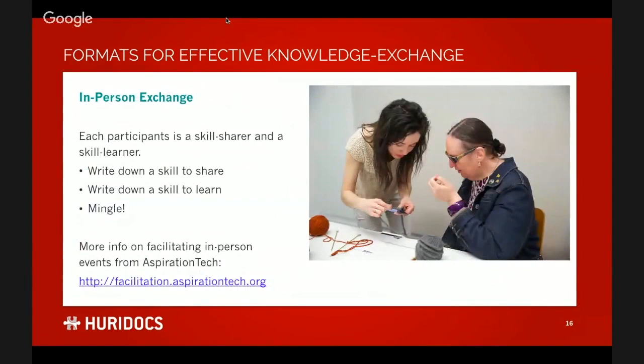Okay, and then finally we have in-person exchange. We can talk more about this at the end if you guys have any questions about it. I don't know if this is something that's important to this group, but we've come up with a pretty fun way to ask participants at a workshop or a conference to write down a skill that they can share on one piece of paper, write down a skill that they want to learn on another piece of paper, and then you provide activities to connect those people together. And Aspiration Tech has a lot of other great ideas for how to do this in person, and I provided a link to their wiki.